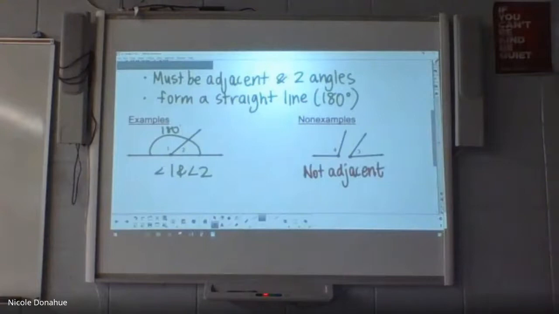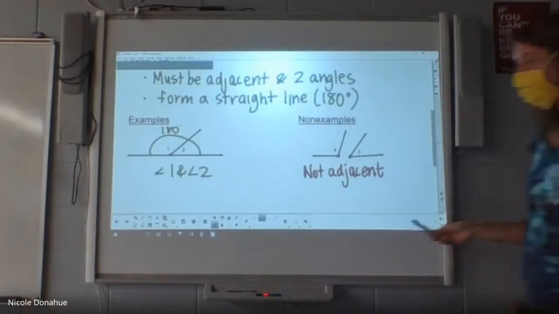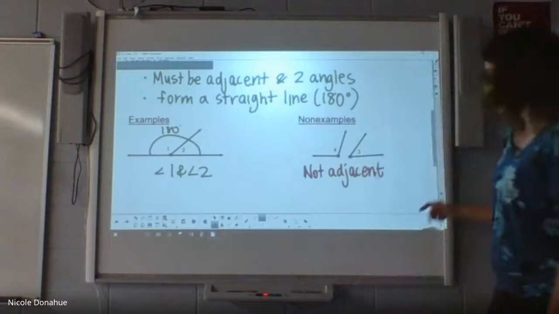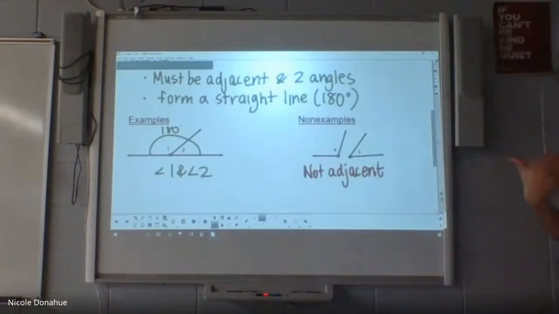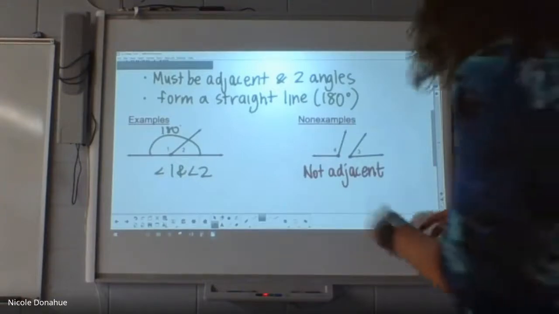So some of this vocab is just getting used to what they're talking about. We're going to use the word linear pair throughout the whole year. So just being comfortable with that term as we're talking about things. And again, we'll talk about it more. We'll continue to mention that. All right, lots of vocab here. So flip the page when you guys are ready.